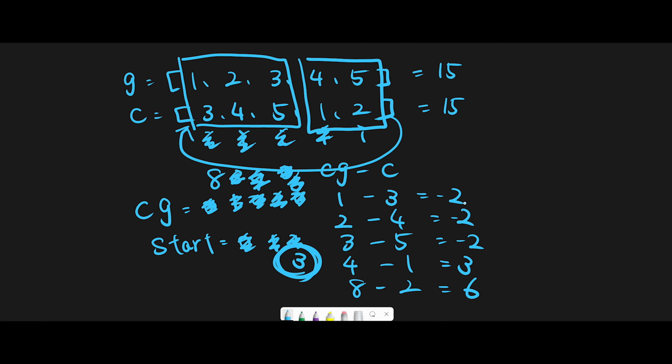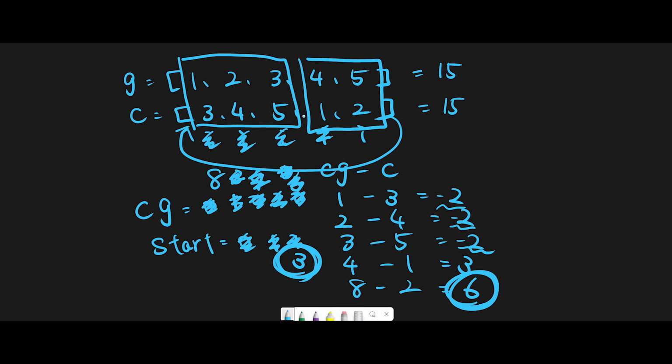And look at the minus: minus 2, minus 2, minus 2. That's why we need an extra 6 gas. And actually, we have an extra 6 gas from the last 2 indexes. So that's why we can travel around the circuit, right?